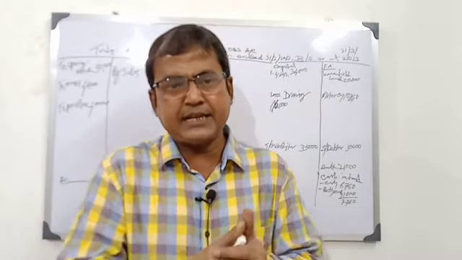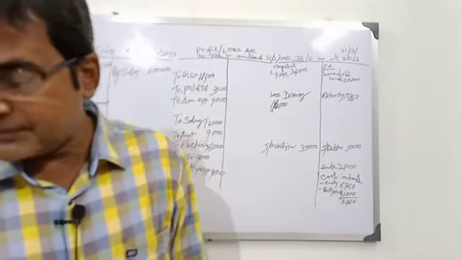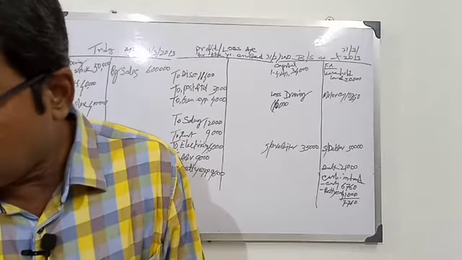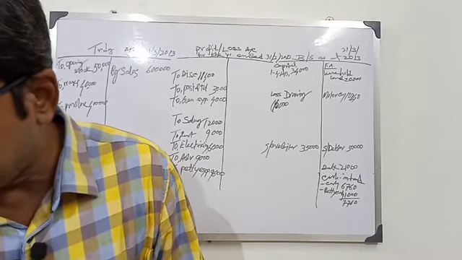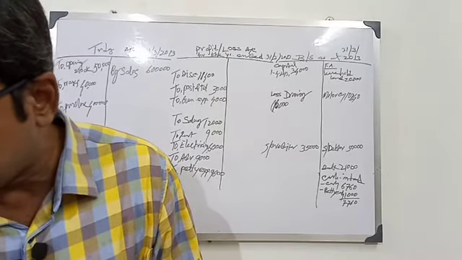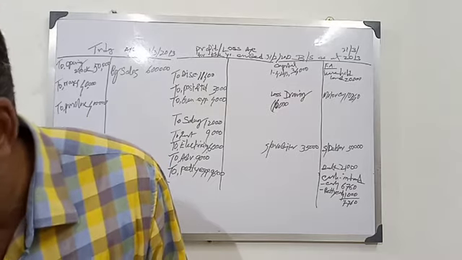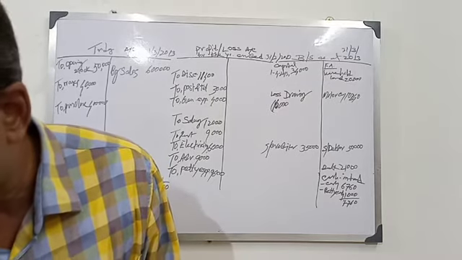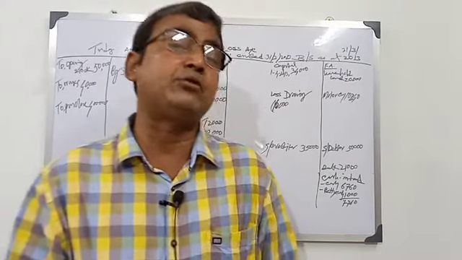Now let's see the adjustment. First adjustment given. Closing stock market value on the 31st March 2013 was 80,000, but cost price given 75,000.